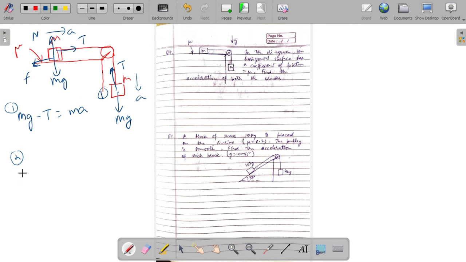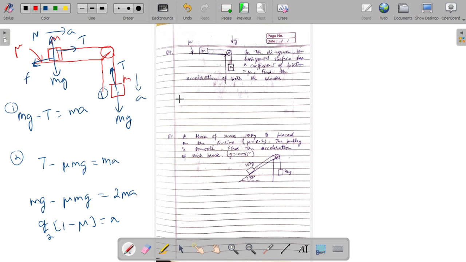And for the second block, the Newton's second law equation would be tension minus friction, which will take mu mg as the system is sliding, and when we add these two equations, we'd get mg minus mu mg is equal to 2 times ma, or we'd say g by 2 into 1 minus mu is equal to the acceleration of both the blocks.